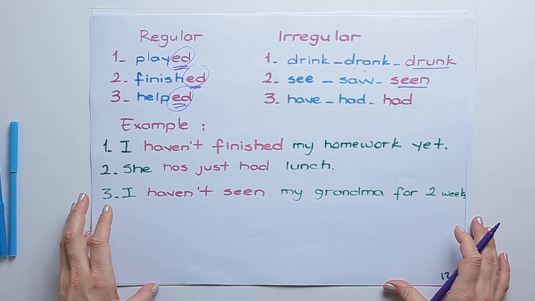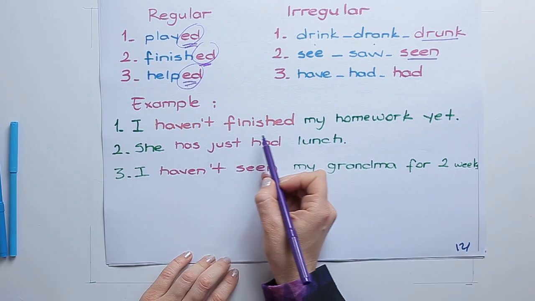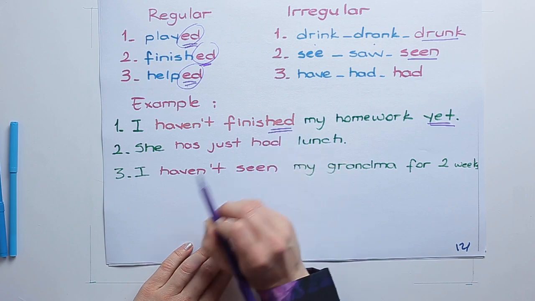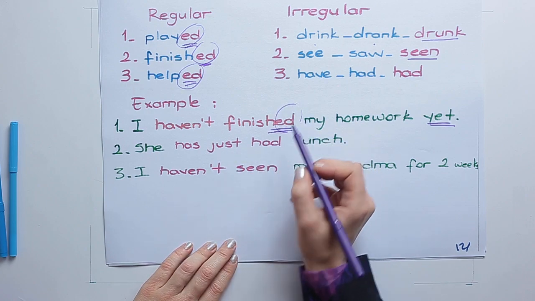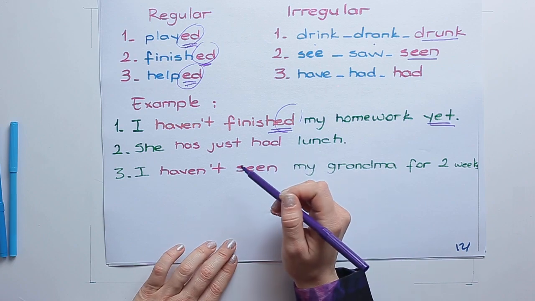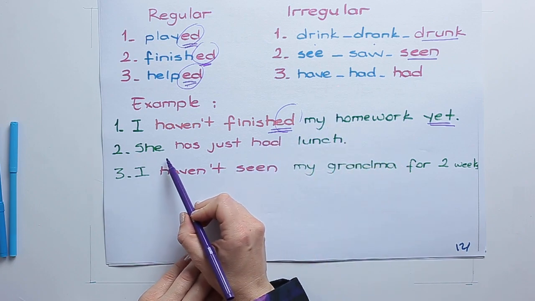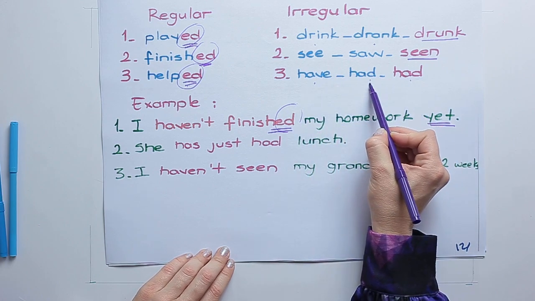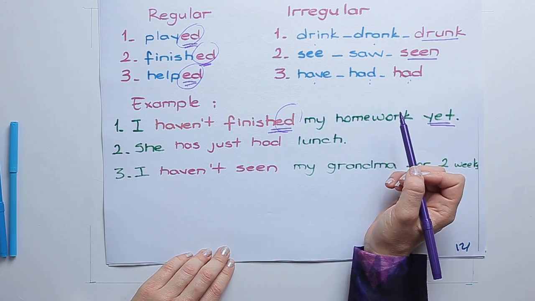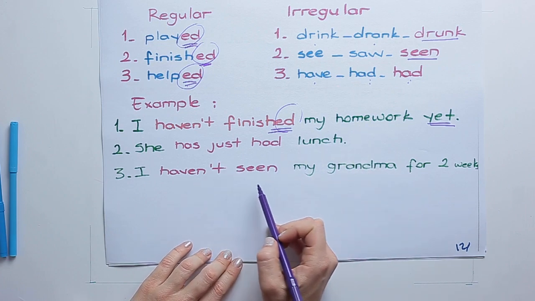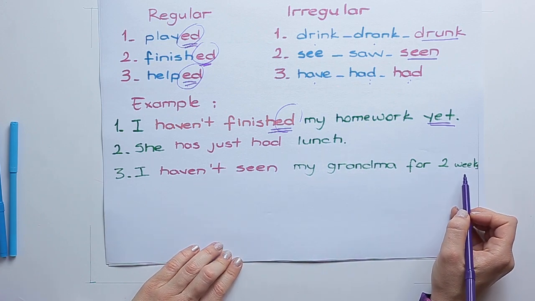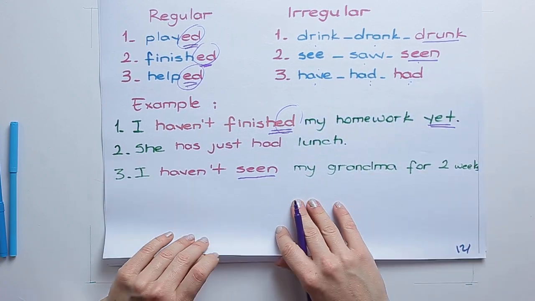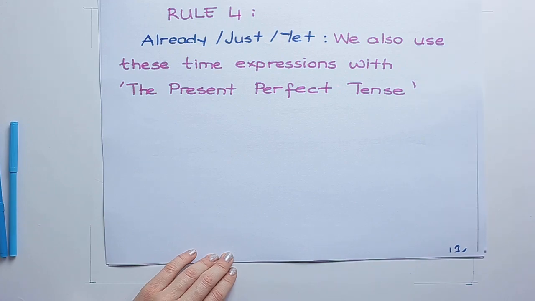Let's take a look at the examples. I haven't finished my homework yet. Since it's a regular form of word, we're taking ed at the end of it to finish it with the third form. She has just had lunch. Have, had, had. The second and the third form of have is the same. I haven't seen my grandma for 2 weeks. Here, see, saw, seen. That's the example for seen.